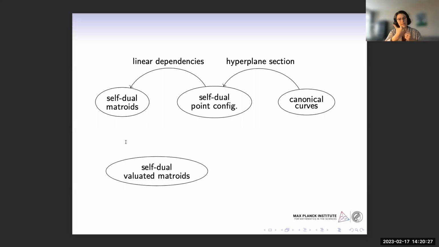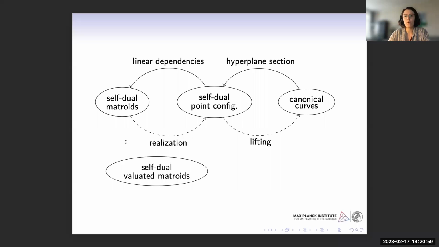Of course, now we want to understand, can we go the reverse direction? If I have a self-dual matroid, can I realize it as a self-dual point configuration? And on the next step, of course, if you have your self-dual point configuration, is it possible to put a canonical curve passing through these points, which is called the question of lifting, okay? So this was the big picture that we had in mind when we started the project.